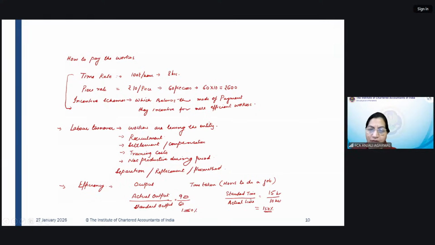So productivity and efficiency are calculated when you check the efficiency of the labor. Efficiency can be checked through output or time. As efficiency is directly related to output, you have actual output in the numerator. But because it is inversely related to the time taken, you have actual time in the denominator. So either you compare actual output with standard output, or you compare standard time with actual time to find out the labor efficiency or productivity.